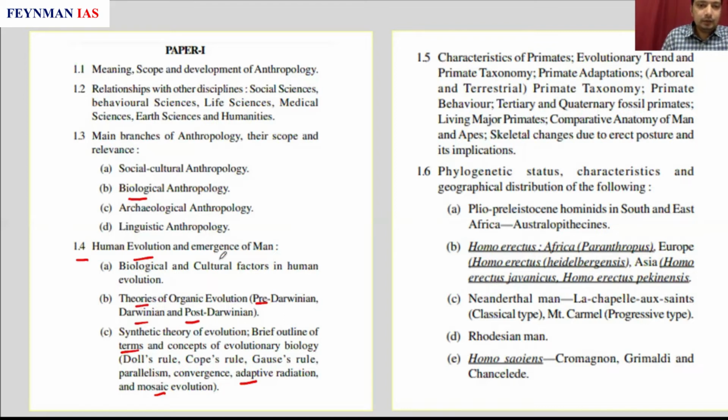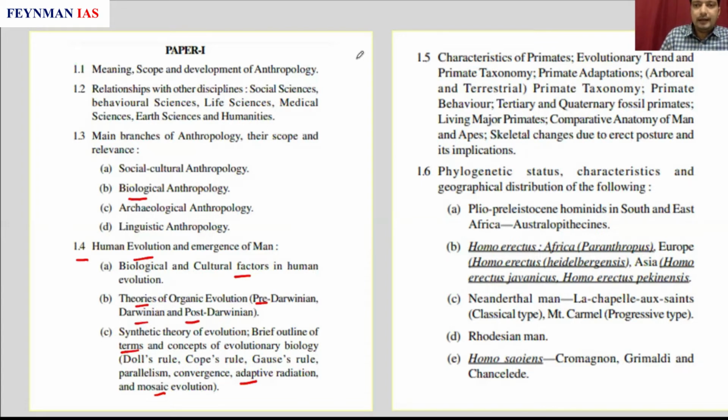After that, there is also a specific topic, that is factors in human evolution, both biological and cultural factors, which is also something that usually appears in the exam. So this is definitely a very important chapter. And also to begin with, I recommend students to start with this chapter itself. Okay, understanding evolution in the 1.4.